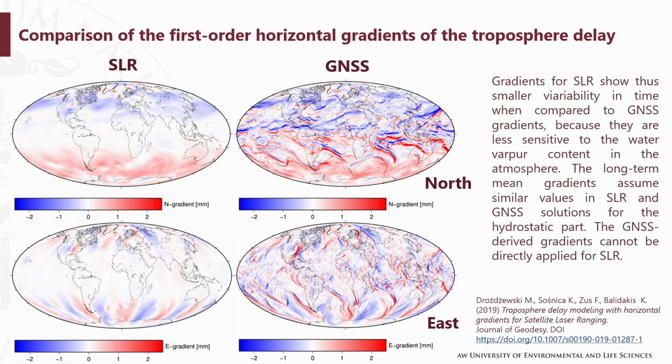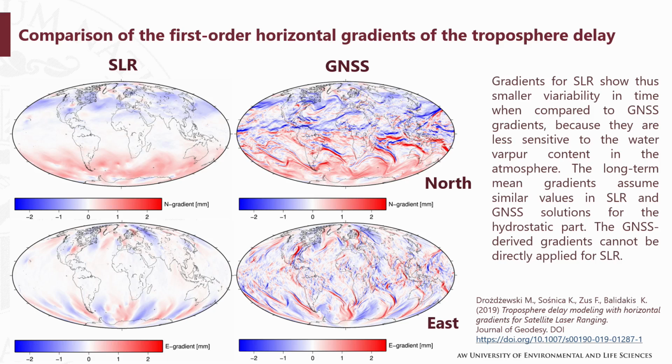What else is missing in terms of the troposphere modeling in SLR right now? Other techniques of space geodesy already take into account the horizontal gradients of the tropospheric delay. Why are gradients important? Because the atmosphere is thicker around the equatorial area and it's thinner over the poles. So we have the asymmetry, especially for the north component of the horizontal gradients. For the northern hemisphere, we expect negative gradients. For the southern hemisphere, typically we have positive gradients.